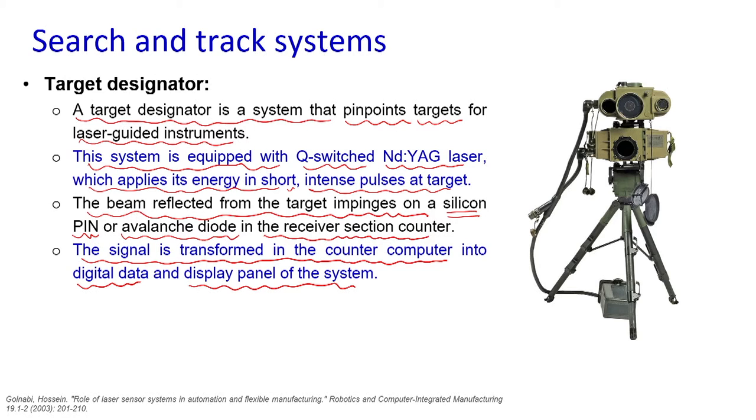So we are applying a pulse laser on the target, and there is a reflection of the pulse laser back to the receiver, and based upon that we are getting the data of the surface, the target location and its movement as well.